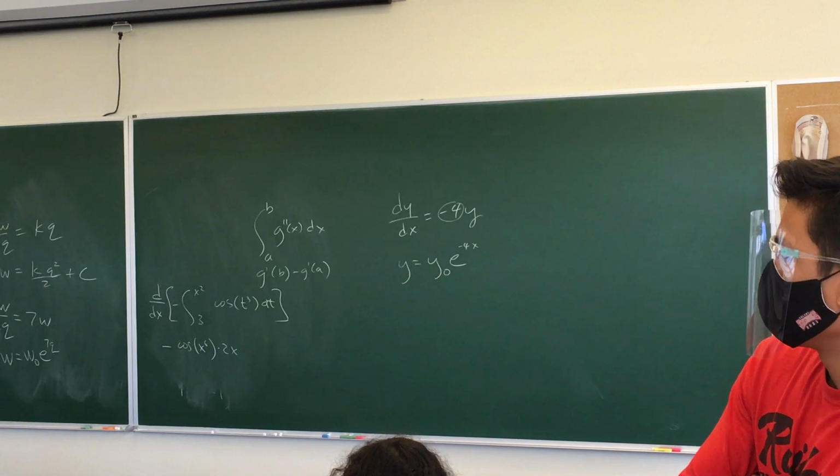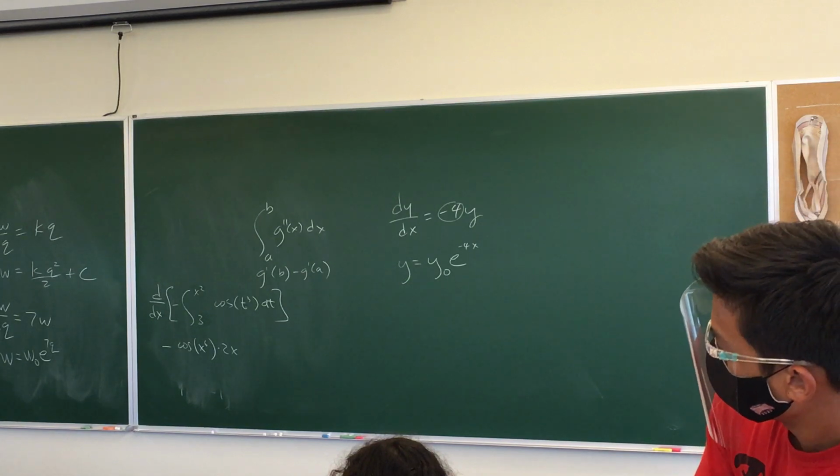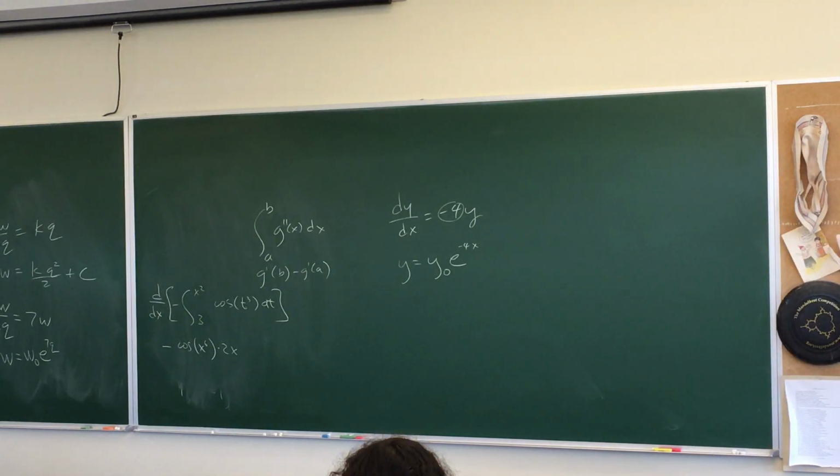Okay, integral. Integral cosecant squared 5x dx. Who's next in line? Hyler. Negative cot 5x times 1/5 plus c. Plus c.